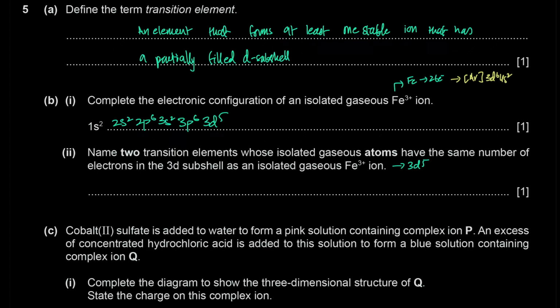Now, if you remember, one of the exceptions that we learned about was chromium, that instead of 3d4 4s2, chromium was 3d5 4s1. The reason why was because instead of 3d4 4s2, 3d5 4s1 was preferred, because the half-filled configuration was more stable because all the electrons were unpaired. So chromium, and then the other one that we have is manganese, which ends with 3d5 4s2.